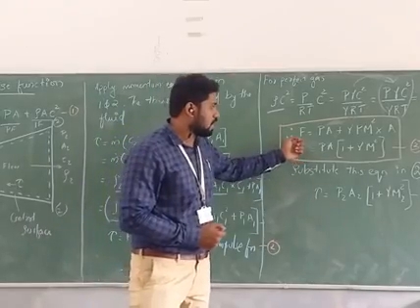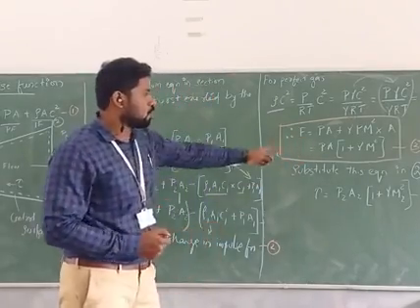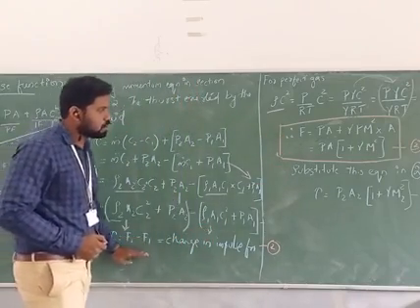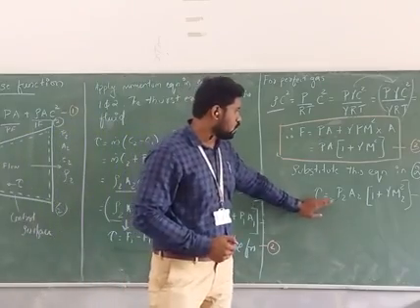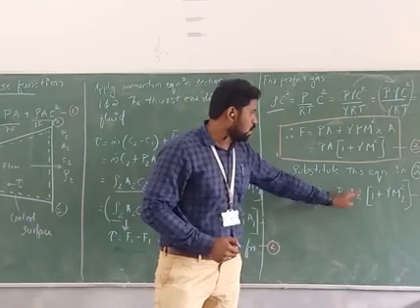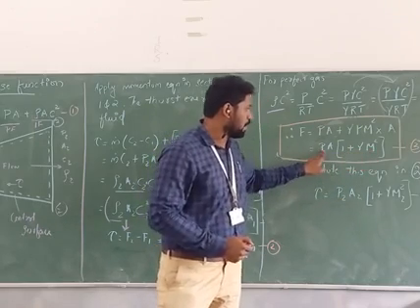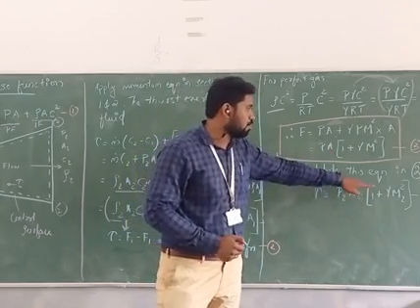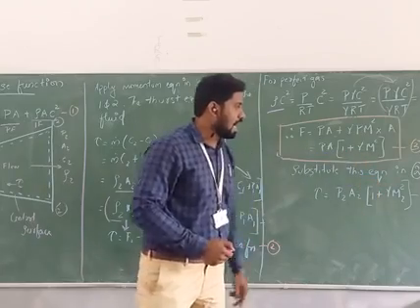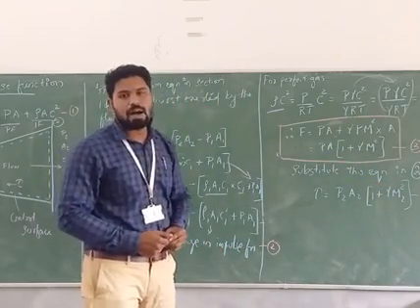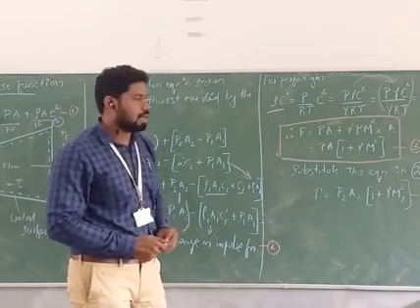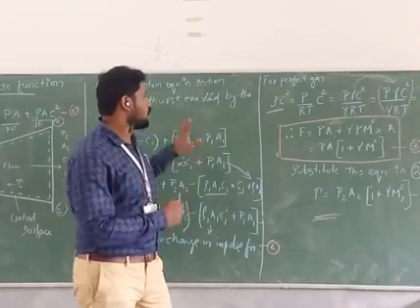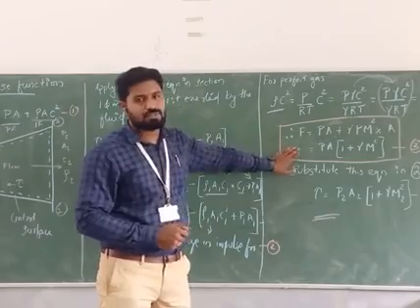Substituting this equation into equation number 2, that is F2 minus F1, we get tau is equal to P2 A2 into 1 plus gamma M2 square, minus P1 A1 into 1 plus gamma M1 square. This is the final equation for impulse function.